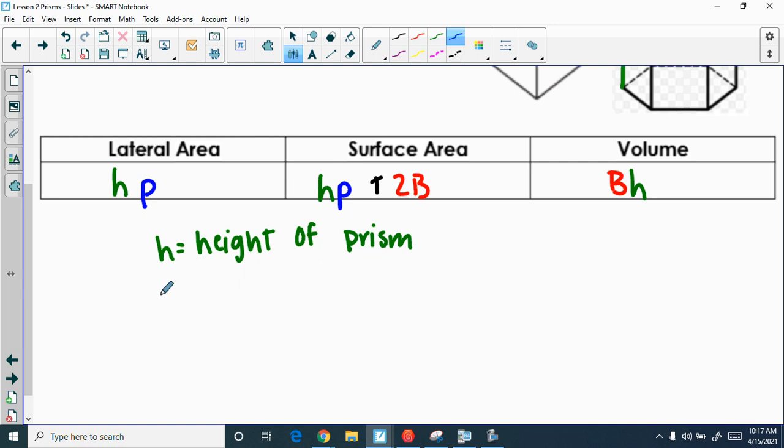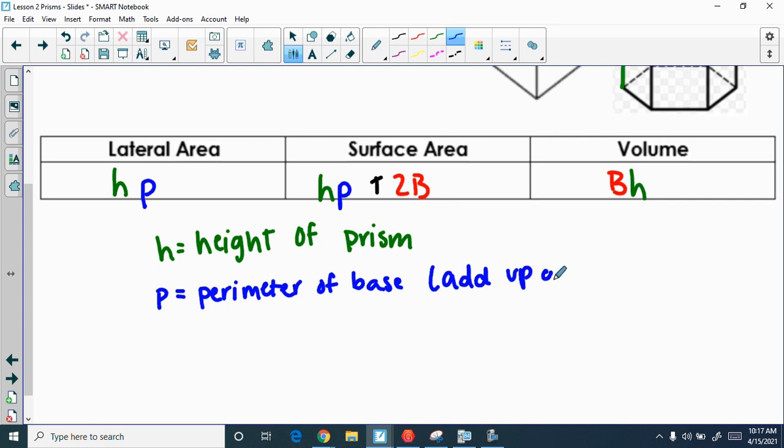The perimeter is going to equal adding up all the sides. That's all you got to know. So perimeter of base. And here we're just going to add up all the sides, which we could have done with the rectangle, but the formula we used previously was a little bit easier.